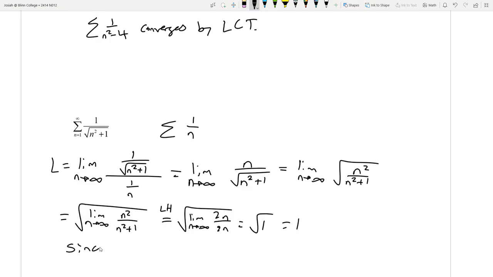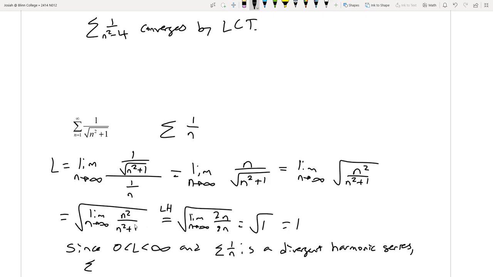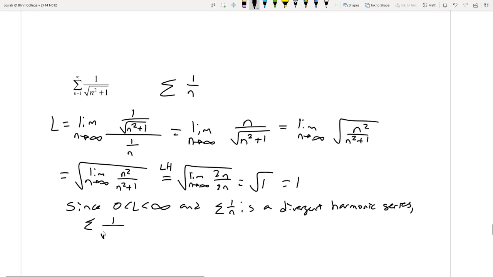So since 0 is less than L is less than infinity, and our 1 over n is a divergent harmonic series, our series, where we have 1 over root n squared plus 1, diverges by LCT. So it was able to make much quicker work than what our direct comparison test could have done for us there.